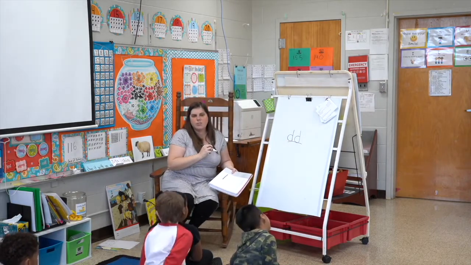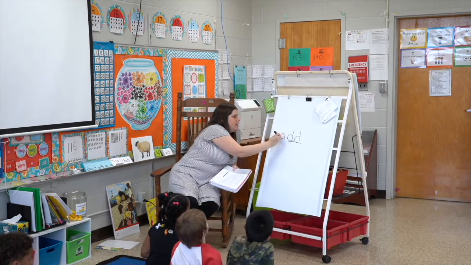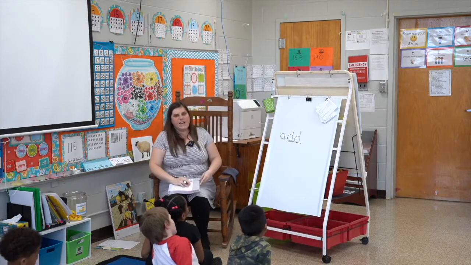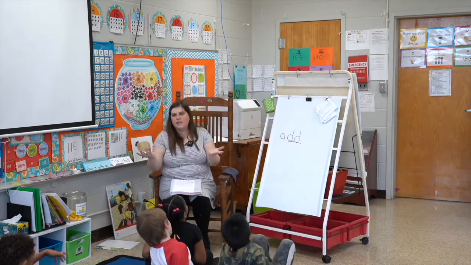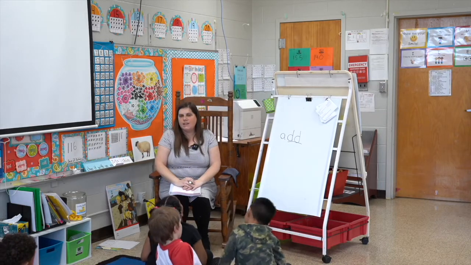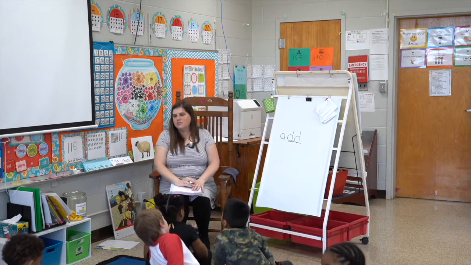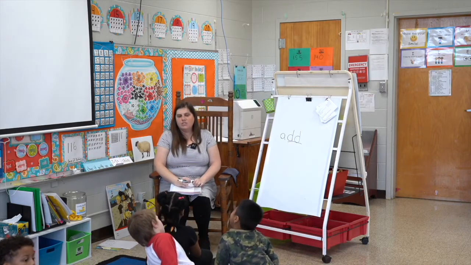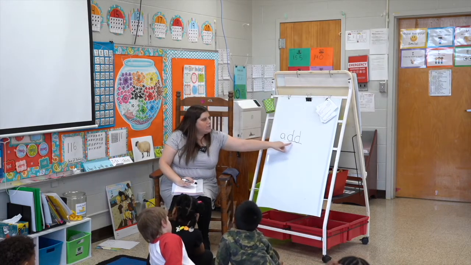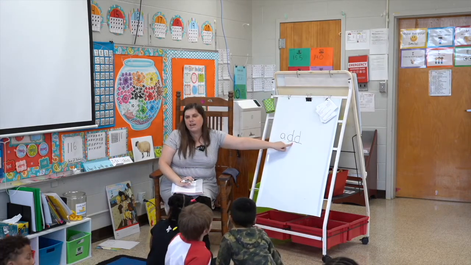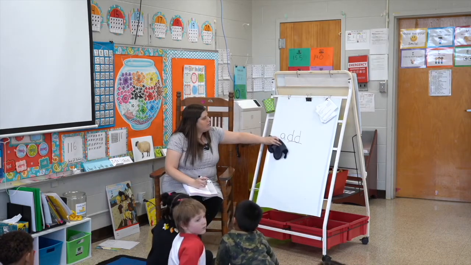So let's change this to a word and look at it. If I put an A in the front, what does this say? Add. Like we add numbers together. Would I say, oh, let's add these two numbers? Is that how I would say it? No, we just say add. We just have the d one time. Even though we have two D's, we only say the sound d one time. All right, let's try another one.